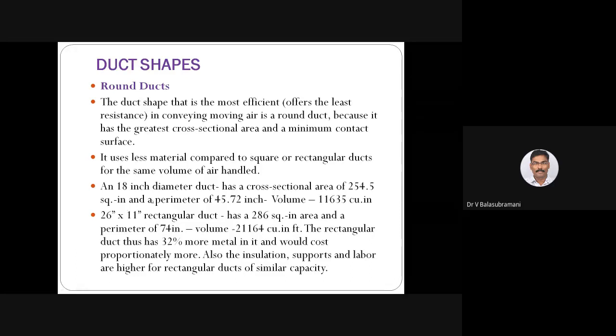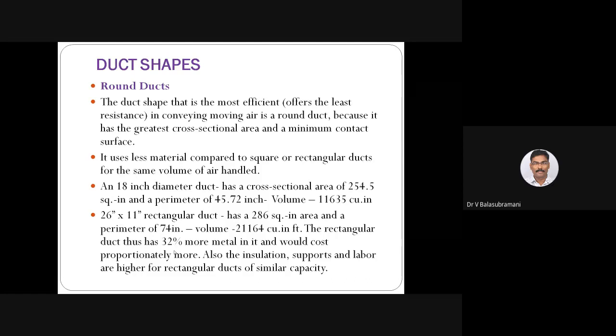For this kind of square area, if I'm using a rectangular duct, 26 inches by 11 inches, it has a cross-section area of 286 and a perimeter of 74 inches. Please note down the perimeter is 74 inches and the volume is 21,164 cubic inches. So the rectangular duct has 32% more metal compared to the circular duct.